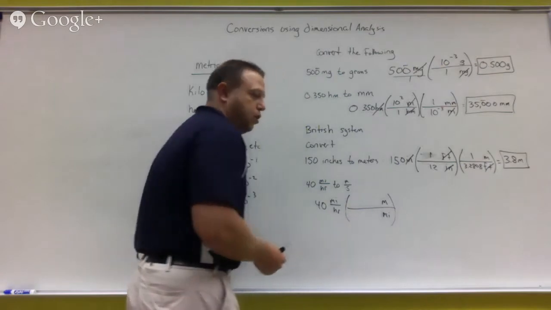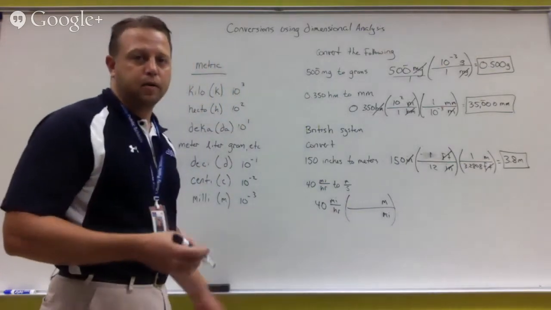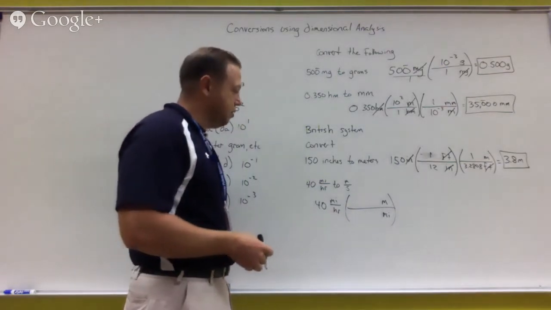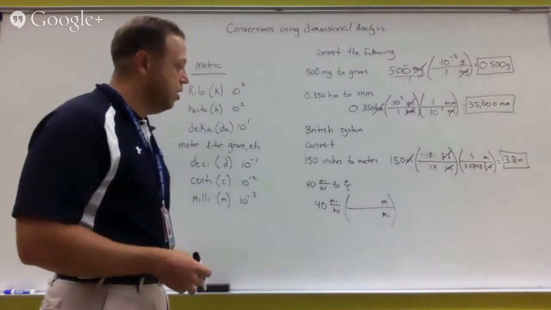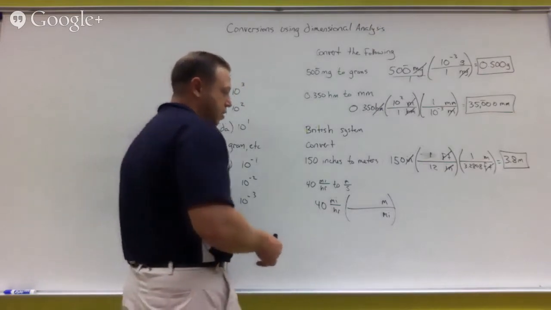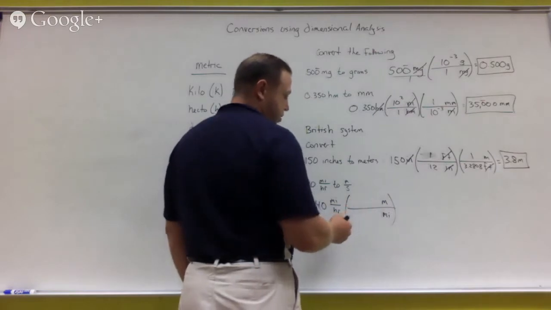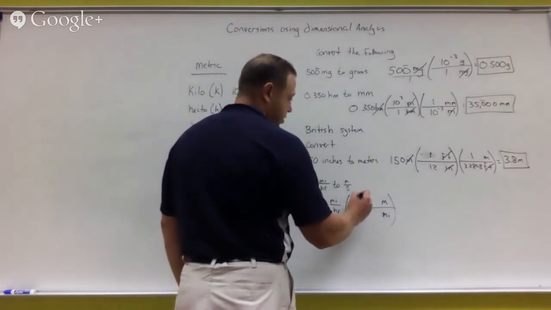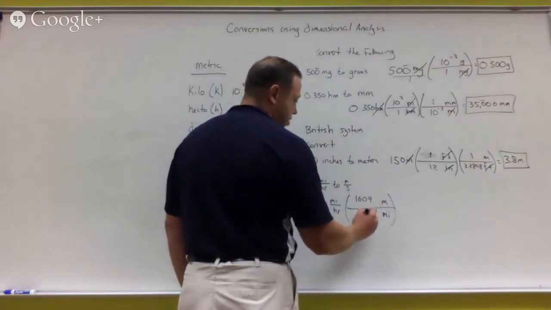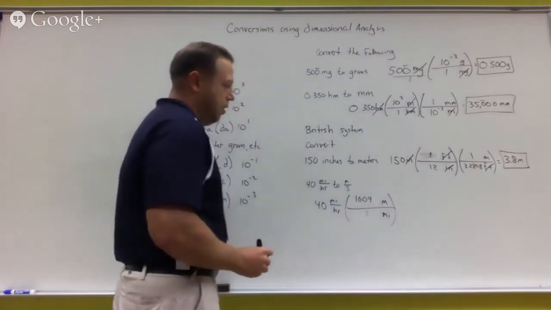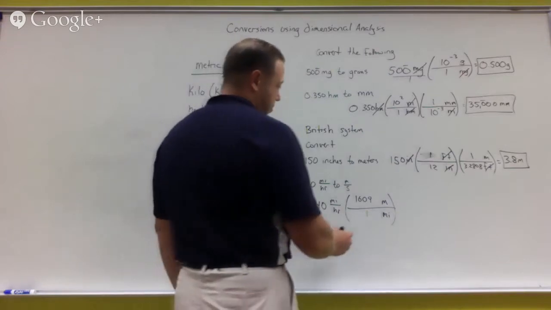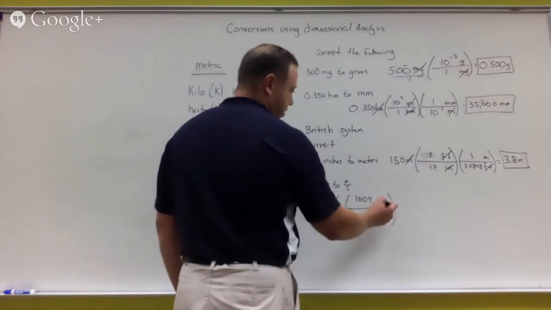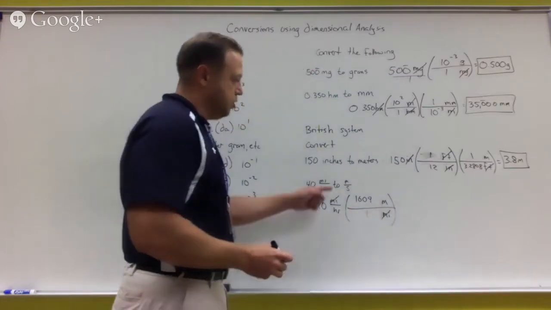Now, once again, you can look this up, but until you understand most of these or memorize them, sometimes it's kind of hard to find them, but just go on Google or some other site and you'll be able to find the conversion factors. There's 1,609 meters in 1 mile. Okay, now I've got miles canceled out. And notice I've got meters left on top, which is where I want it.